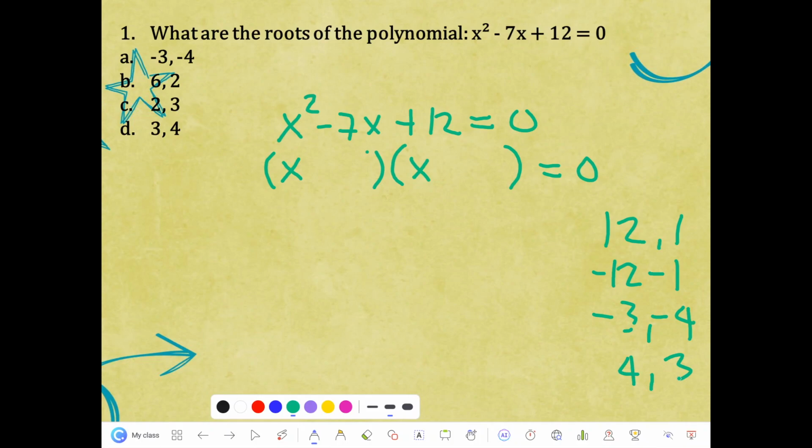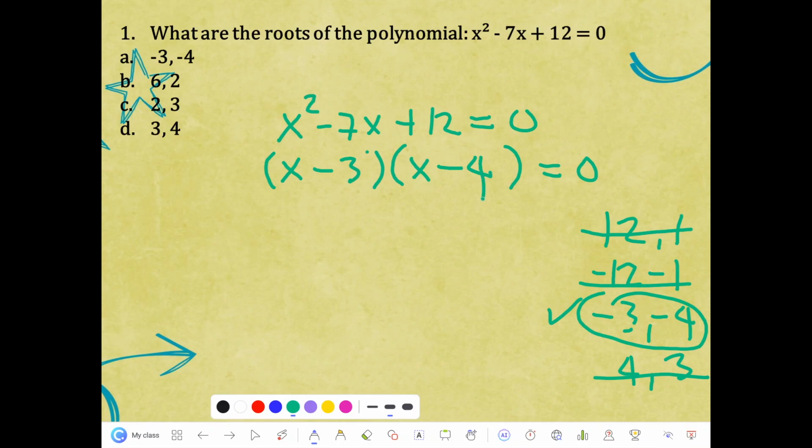Okay. Ito, kapag minultiply mo itong lahat, ay will give you 12. However, kapag inad mo, kailangan 7 ang ating makuha. So, this is 13. Mali. So, this is negative 13. Mali rin. This is negative 7. Correct is this is 7. So, itong factor na to ang gagamitin natin. So, this is x minus 3, x minus 4.